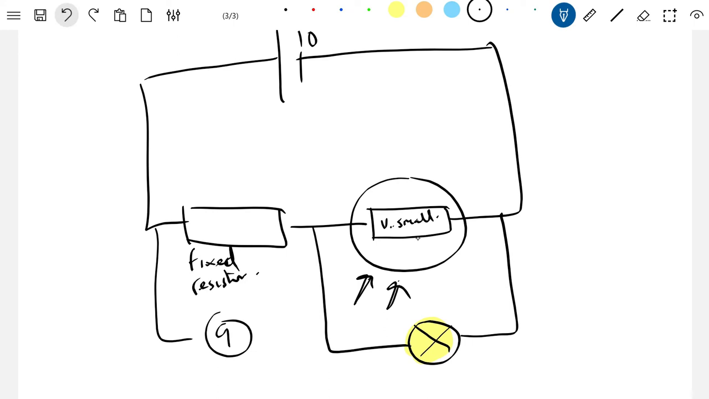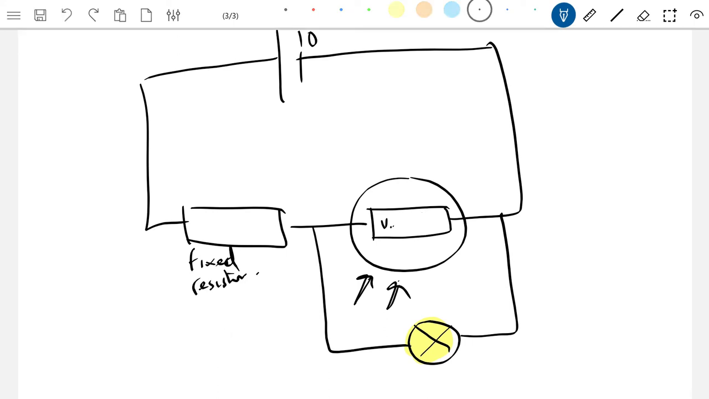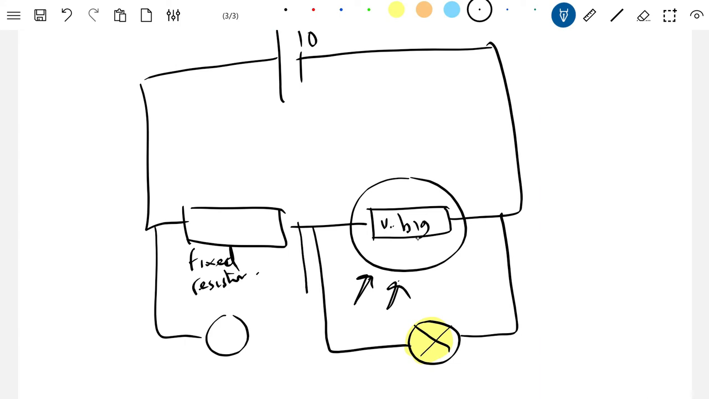Let's say that we make this resistor very big. Then what's going to happen this time is that if this resistor is very big, we might get 9 volts across there, so most of the voltage across there, and only 1 volt across there, because that's very big compared to that. And that's the way the voltage will be split up.